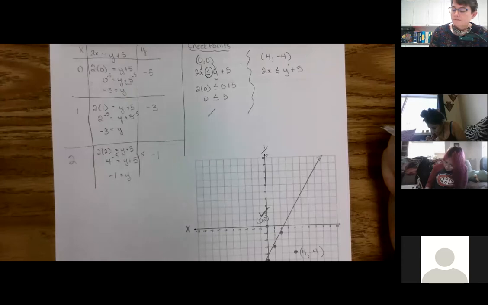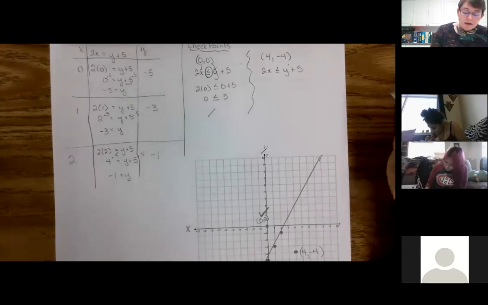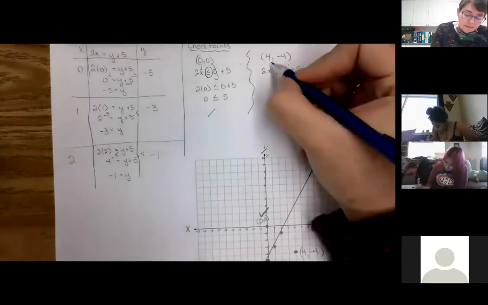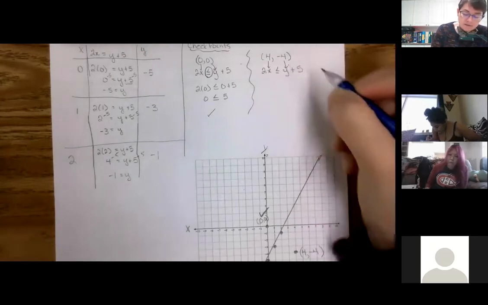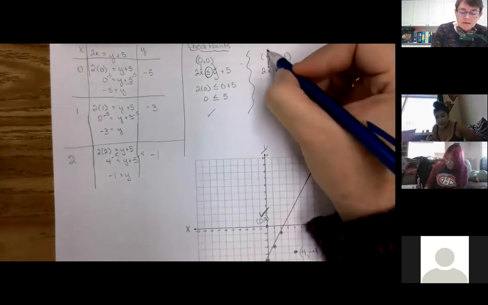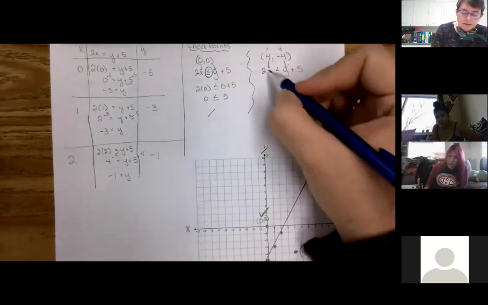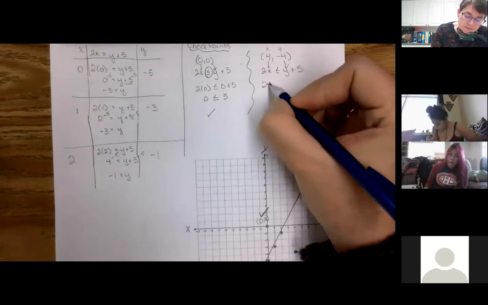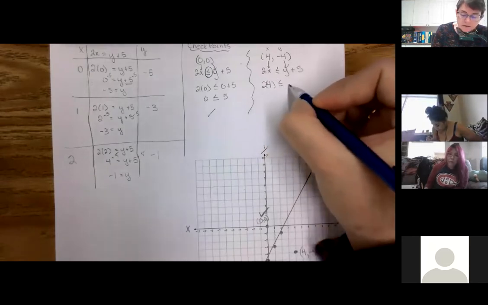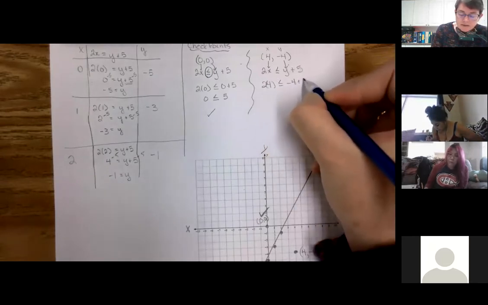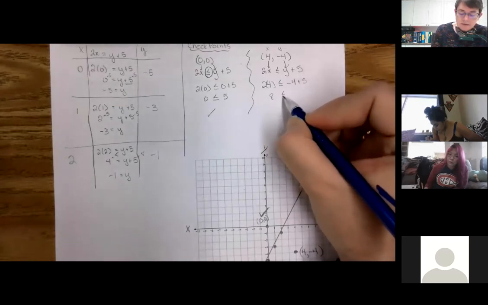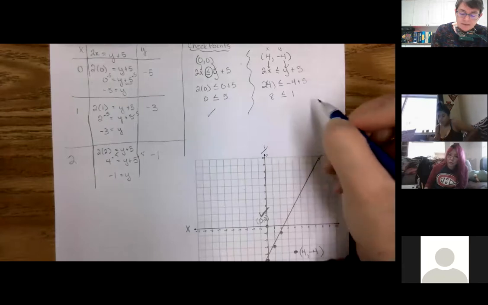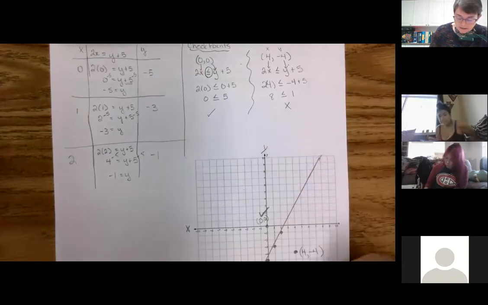This time you have to be a little more careful because the numbers aren't the same. I'm going to actually just draw arrows to remind myself, right? The x coordinate's always first, then the y. So 2 times 4 is less than or equal to minus 4 plus 5. 2 times 4 is 8, less than or equal to 1. No. No. And that's good.